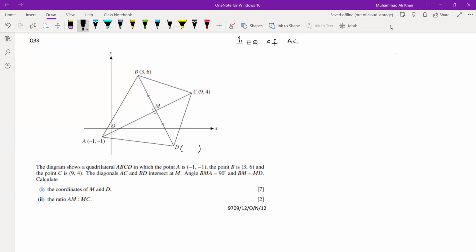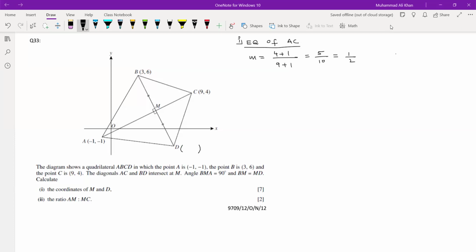So first I am making the equation of AC. For AC, first we have to calculate the gradient. It will be 4 plus 1 divided by 9 plus 1. So the answer is 5 over 10. Here the answer is 1 upon 2. This is the gradient of AC.